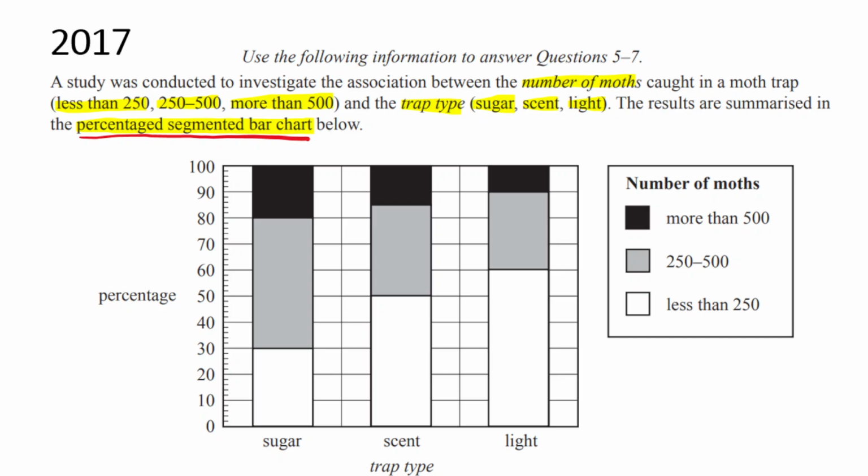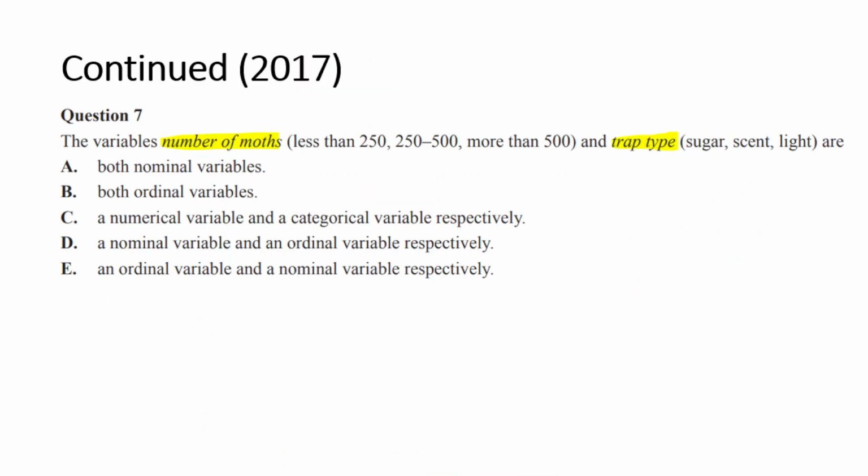One of them is going to be trap type, and the other one is going to be number of moths, and they are both categorical variables. A segmented bar chart will always be looking at comparing two categorical variables. So when we come down here, anything that has a numerical in it, we can rule that out straight away. So option C, they're not numerical.